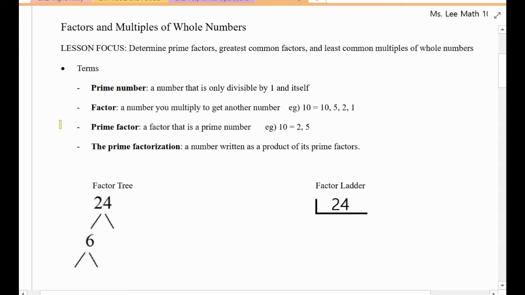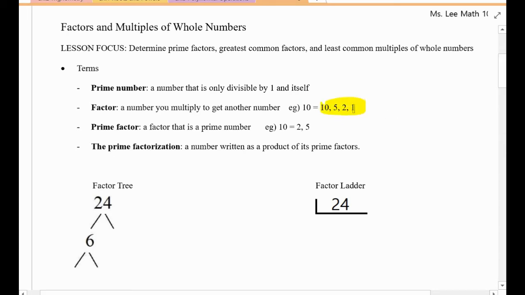A prime number is a number that is only divisible by 1 and itself. So a prime number has two factors, 1 and itself. And factors. A factor is a number you multiply to get another number. Factors of 10 are 10, 5, 2, 1, because 10 can divide 10, and 5 and 2 and 1 can divide 10, right? So 10 is divisible by 10, 5, 2, and 1.